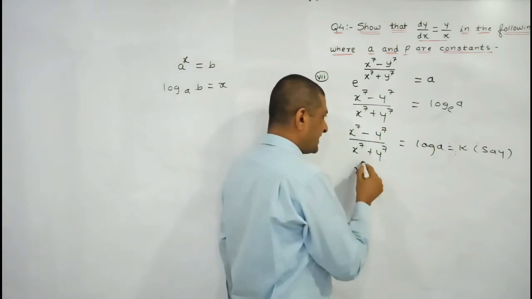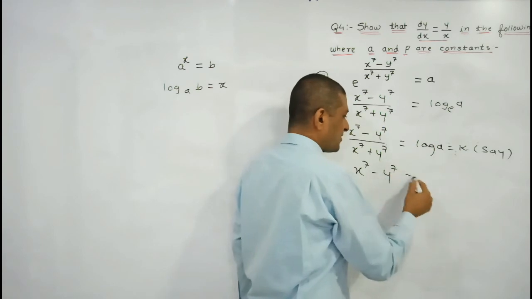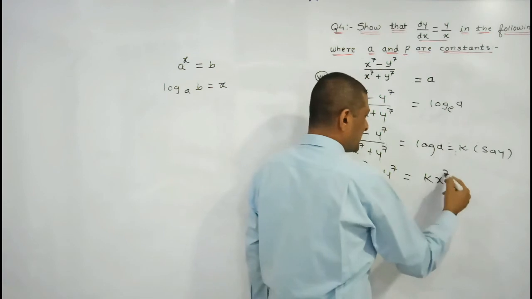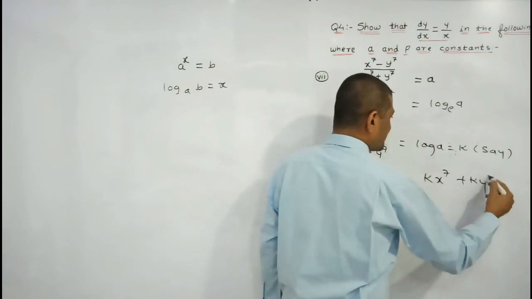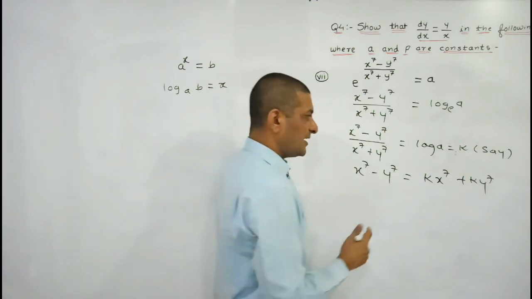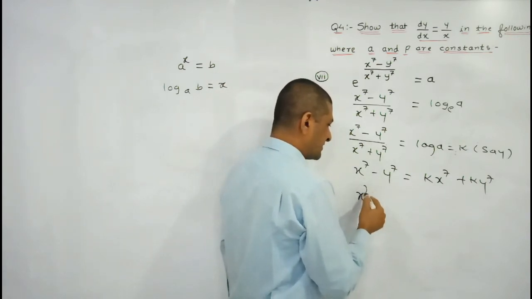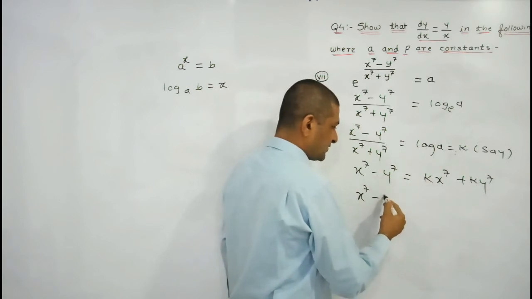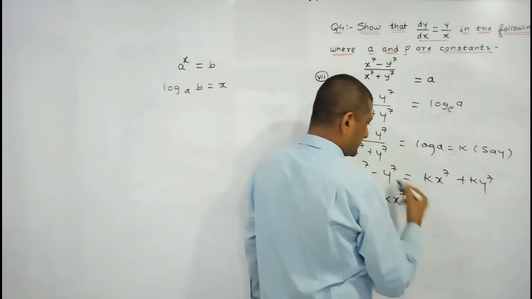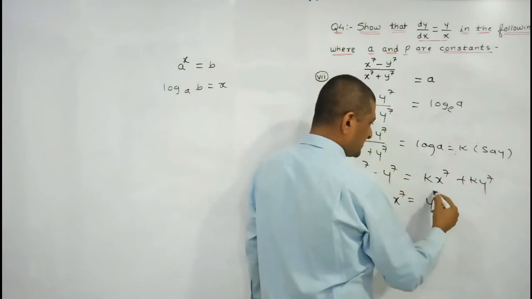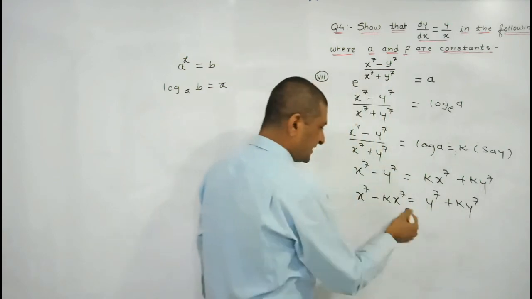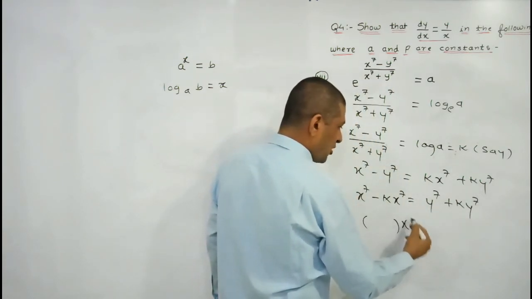So what do we do? x raised to power 7 minus y raised to power 7, as it is. This denominator will get multiplied with k, so we get k into x raised to power 7 plus k into y raised to power 7. Now collect the terms of x on one side and y on another side. x raised to power 7 minus k into x raised to power 7. Now collect the terms of y on the other side. This minus term will become plus on this side: y raised to power 7 plus k into y raised to power 7.